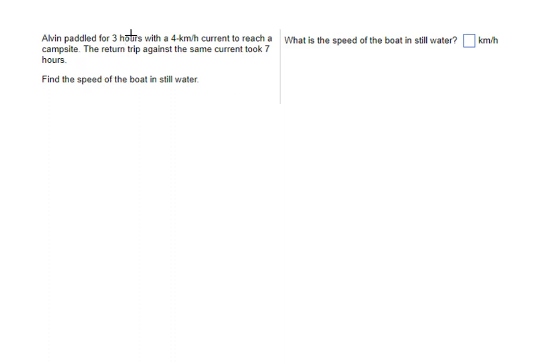So Alvin paddled for 3 hours with a 4 km/h current to reach a campsite. The return trip against the same current took 7 hours. Find the speed of the boat in still water. So whenever you have a word problem that involves time and a speed, it doesn't really refer to distance here, but it's a relevant part of the situation as well. The formula that you want to use here is D equals RT.